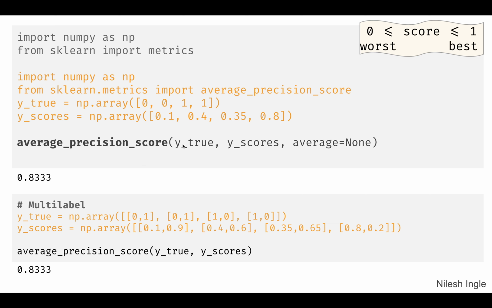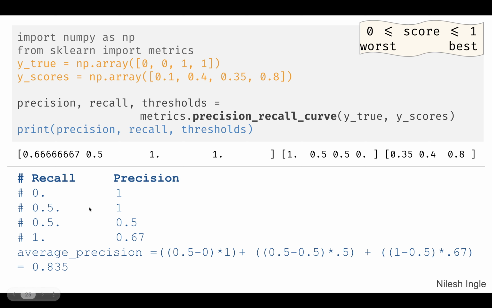We specify the y true, and then we specify the y scores, and then we get a value which is 0.833 for a single label. And if there is a multi-label case, that is if you have more than one target y column, then we have similar output shown here.